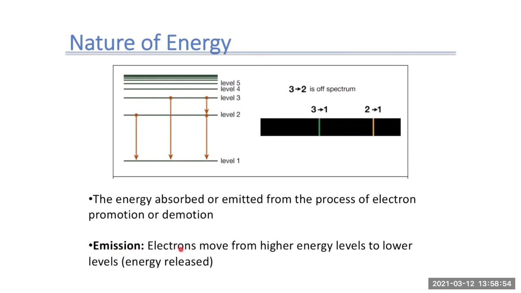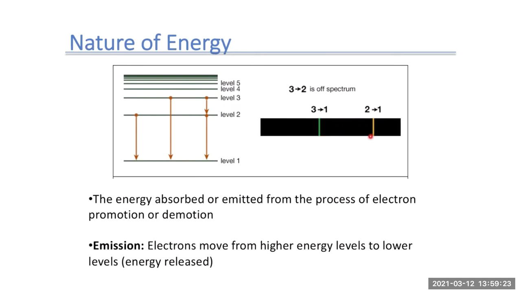So the electron has to move from higher to lower. We call it an emission because the electron is releasing energy. It's emitting energy, and it emits that energy as a photon, as a wavelength. And so, for example, on our spectrum here, going from n equals 3 down to n equals 1 releases a photon of the green light wavelength, of the green light energy wavelength.